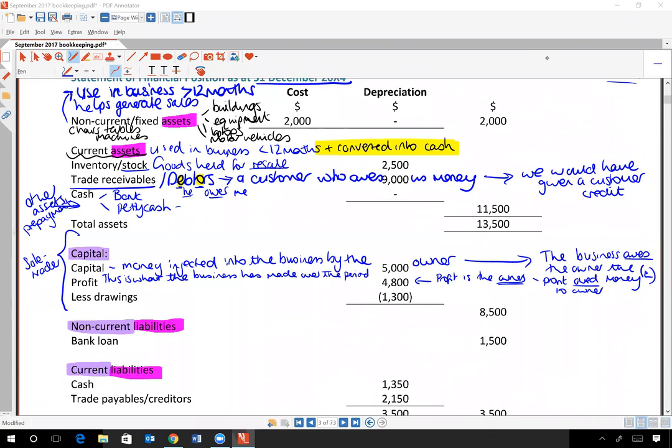We then have something called drawings. Now, drawings is unique to sole traders and partnerships. So you certainly wouldn't see this for limited companies. And this is money taken out of the business by the owner for personal use. Let's write that down.